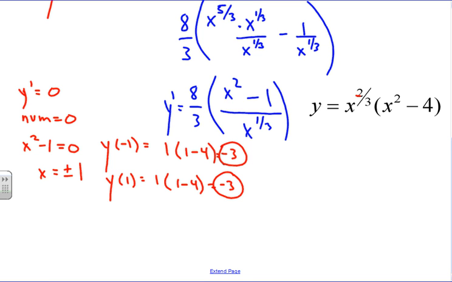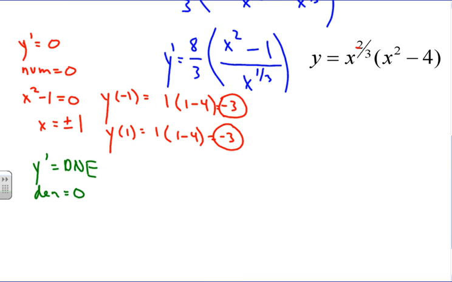We also want to look at, for our critical points, and remember this, when y prime, and I'll use a different color, I'll use green, when y prime doesn't exist, where it's undefined. And that's where we look at the denominator and set that equal to 0. Well, in this case, you can see that my denominator right here is x to the 1/3. I'm going to set that equal to 0. So I find out x equals 0.